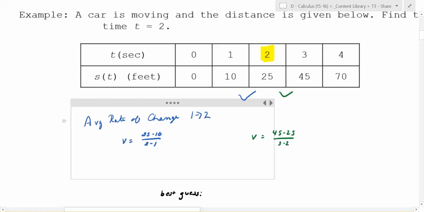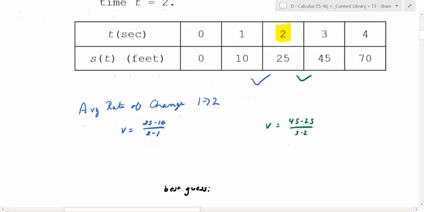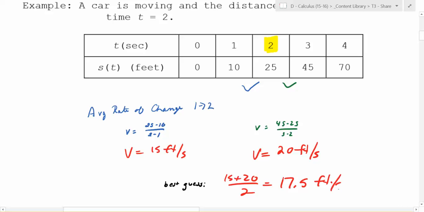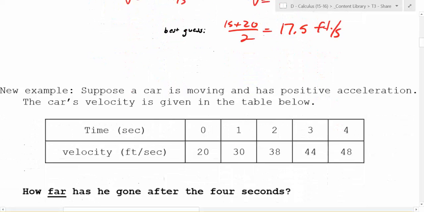Two different slopes. So what's the first one there? What do you get for the first one there? So you get V is equal to 15 feet per second. And what's this second one come out to be? 20 feet per second. So then if you average them, you get 15 plus 20 over 2, which is what, 17.5 feet per second? Okay, so you can take the run right before and the run right after, and take the average. That's one way to find velocity at a given space.